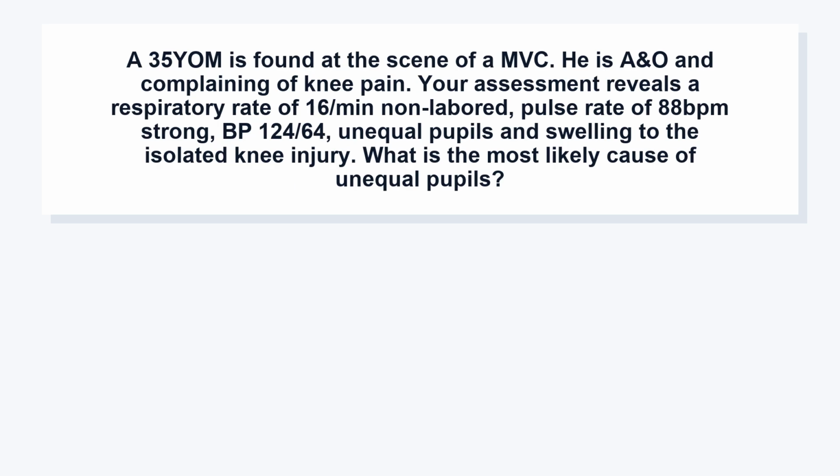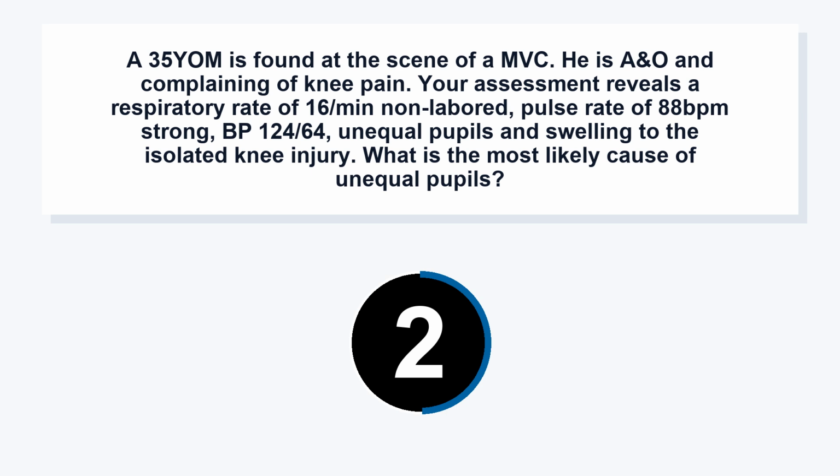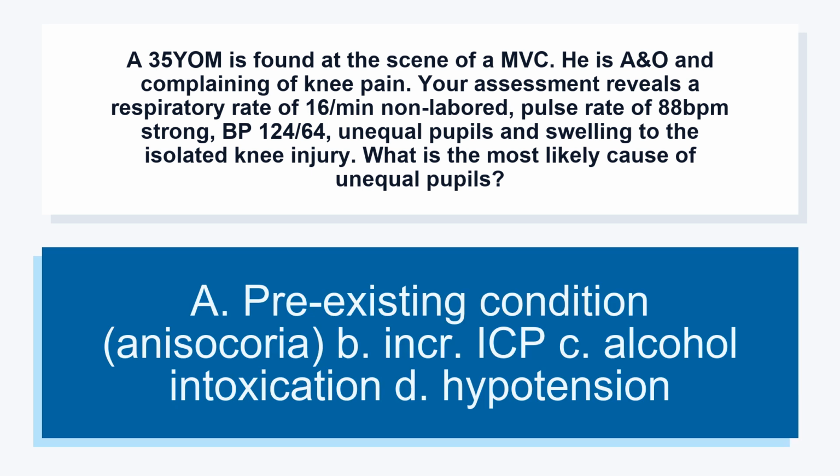A 35-year-old is found at the scene of a MVC. He is alert and oriented and complaining of knee pain. Your assessment reveals a respiratory rate of 16/min non-labored, pulse rate of 88 bpm strong, BP 124/64, unequal pupils and swelling to the isolated knee injury. What is the most likely cause of unequal pupils? A. Pre-existing condition, anisocoria. B. Increased ICP. C. Alcohol intoxication. D. Hypotension.